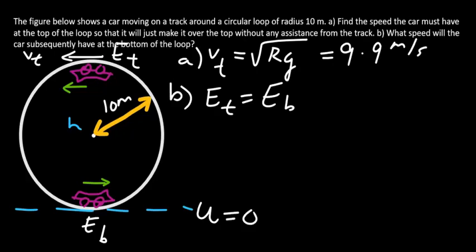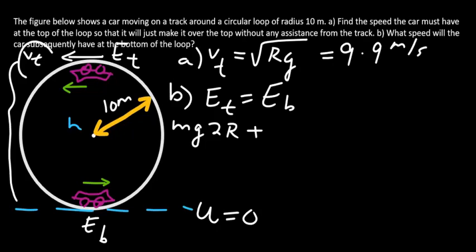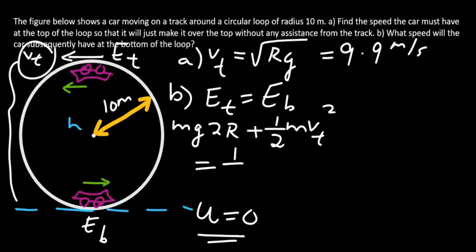So at the top of the loop, it would have both the gravitational potential energy with the magnitude of mass times gravitational acceleration times this entire length, which is 2 times the radius, plus kinetic energy because it's moving with some speed v sub t. So that would be half m vt squared. At the bottom position, the potential energy is 0, but it is still moving with some speed, so it should have some kinetic energy. Let's call it half m vb squared. So you see m goes away like that.